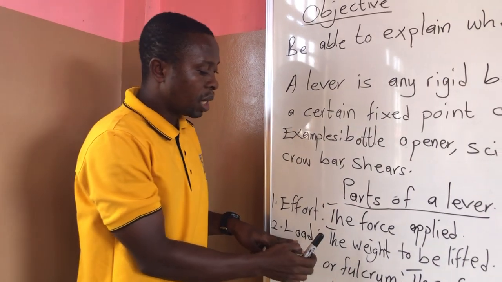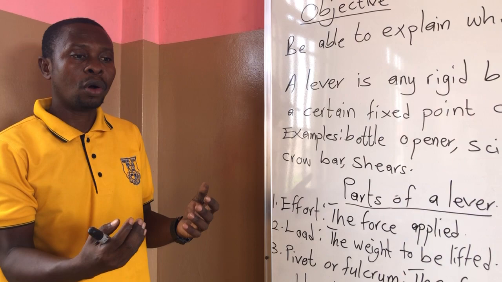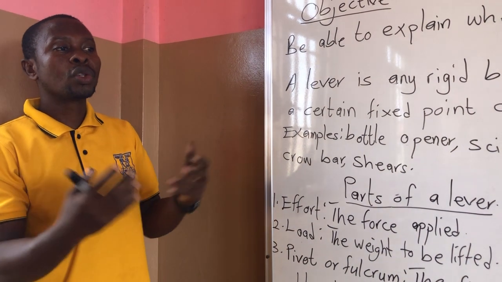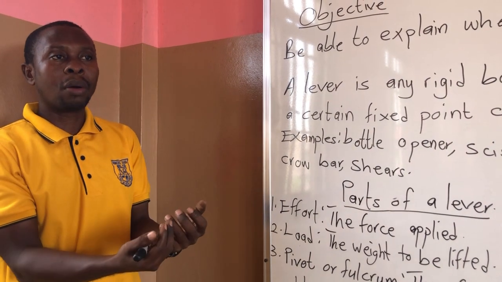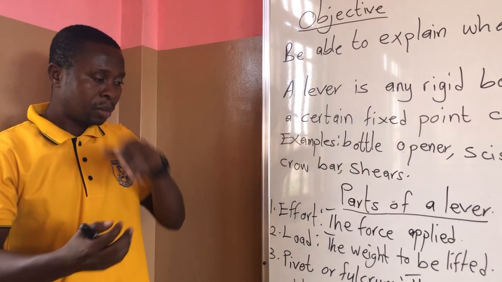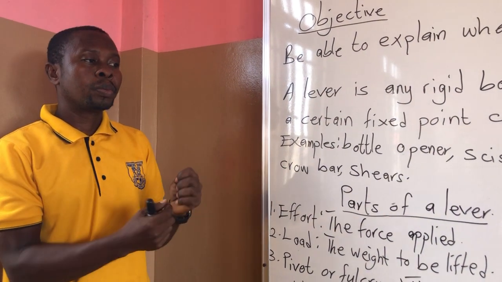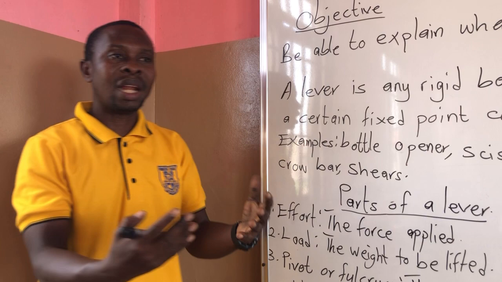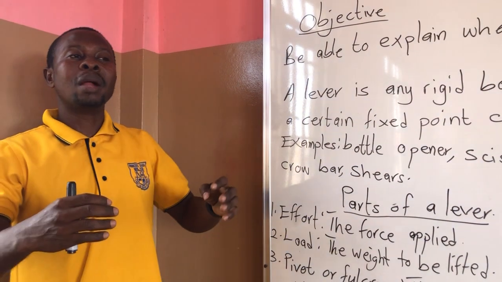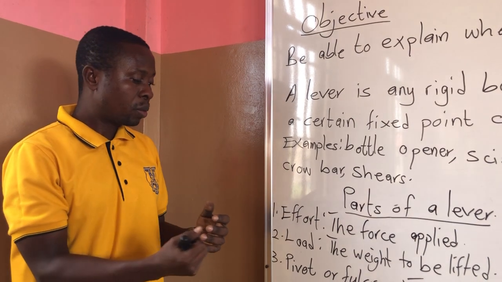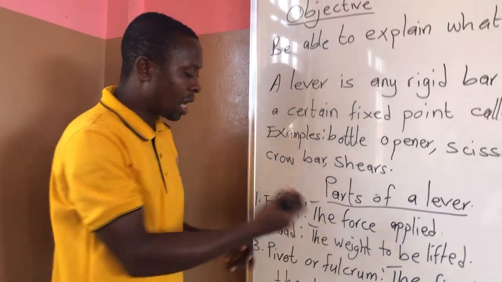Then the load. The load is the weight the machine is lifting, or the work it is doing. So when you place a block in a wheelbarrow, now the block becomes the load. It is the weight that the wheelbarrow will carry. So the block becomes the load.